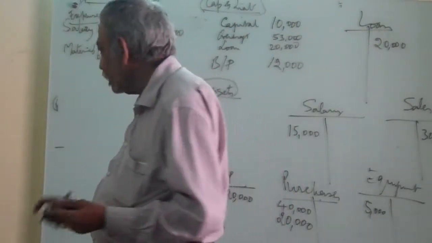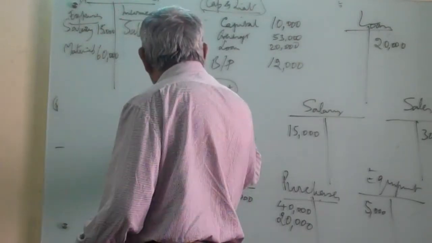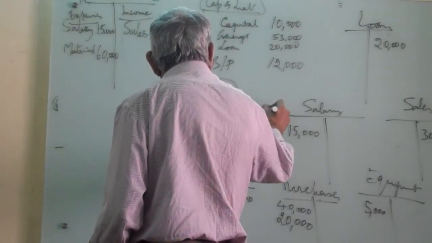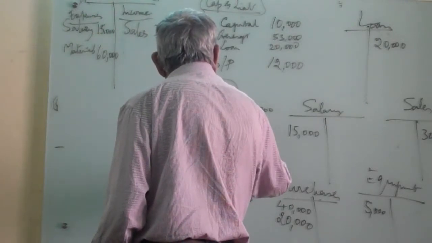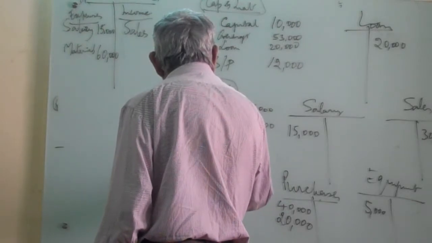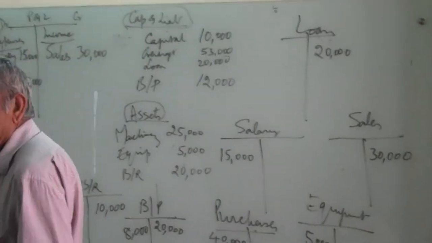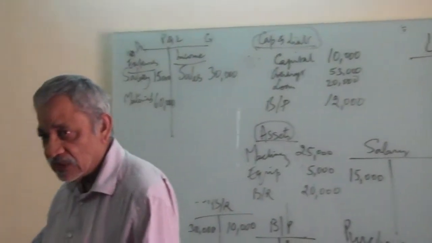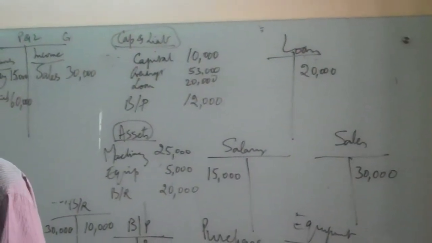Machinery 25,000, it's not there on the board. Machinery 25,000. Equipment 5,000. Bills receivable 20,000. That's all. Are you sure? Yes. Now we are not wasting time tallying, but the concept is understood. If there are some arithmetical errors here and there, you don't waste time in the classroom, because it should tally.